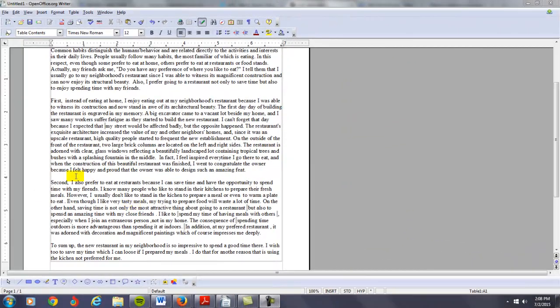Okay, what we want to do here is to figure out this. We have what's called not only but also. So first of all, this idea here, this conjunction is parallel with this paired conjunction here, right? But then you also have saving time, which is a gerund, but then you have to spend as an infinitive. I'm going to change this to a gerund. See if this works. On the other hand, saving time is not only the most attractive thing about going to a restaurant, but also spending an amazing time with my close friends.